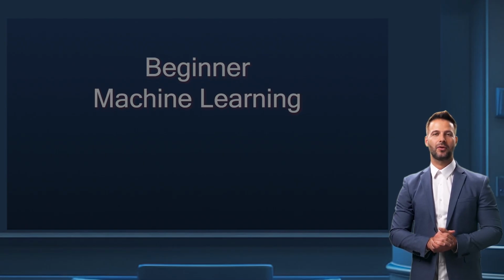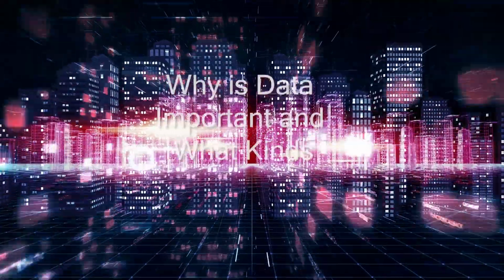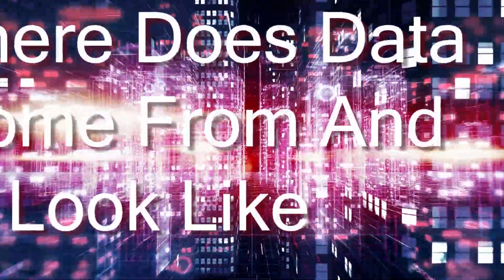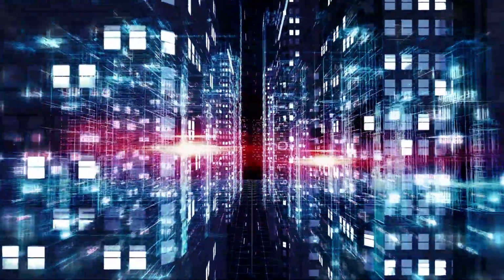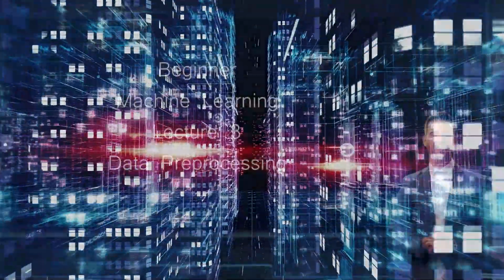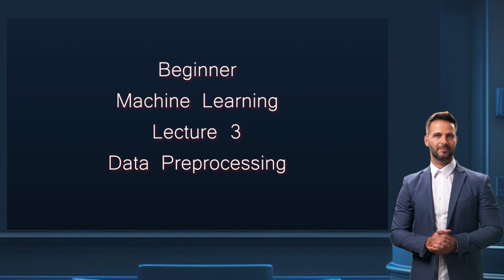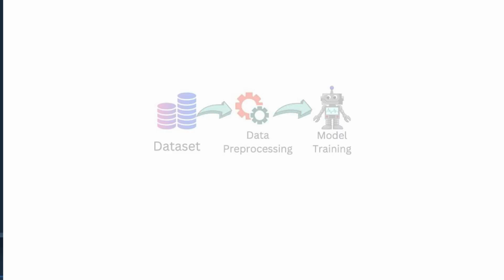In our last lecture, we talked a lot about data. Why was it important? What kinds of data are there? Where does it come from and what does it look like? Today we'll explore a critical yet often overlooked step in the machine learning pipeline. This is data preprocessing. Pre as in before our machine learning application uses it. Effective preprocessing can significantly impact the performance of our machine learning models.